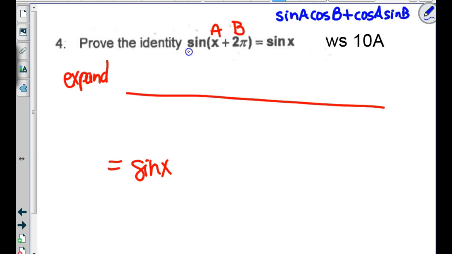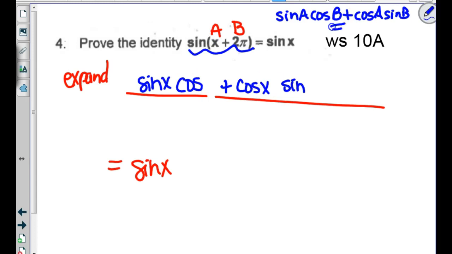So we're going to expand this side, and we're going to use that sine a cosine b plus cosine a sine b. But what is a for us? So we're going to put an x here and here. And our b value back here is a 2 pi.